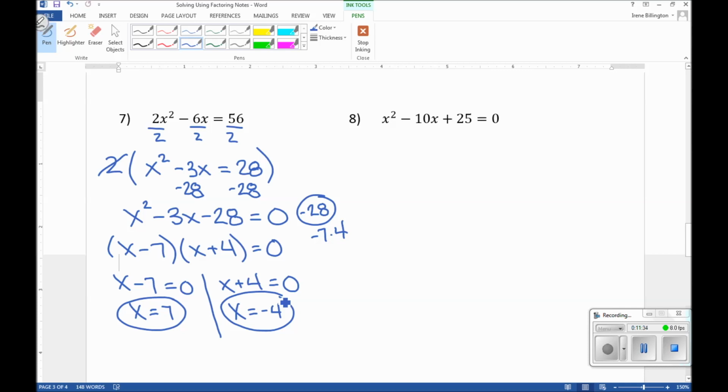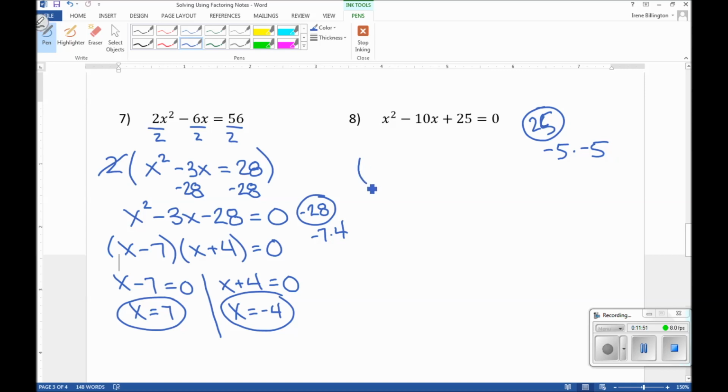All right, last example using our shortcut. Set up correctly to equal 0. So my magic number is 25. What multiplies to equal 25 and adds to equal negative 10? That would be negative 5 and negative 5. Notice your two factors are the same.